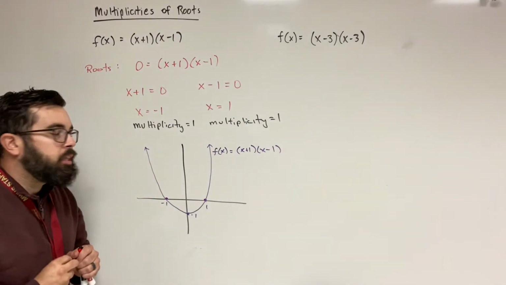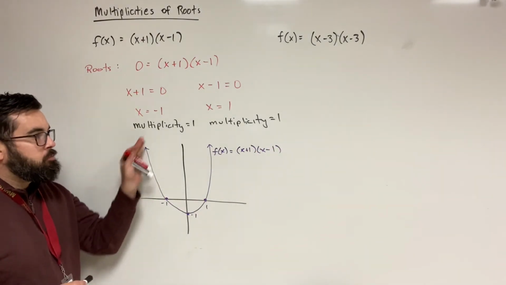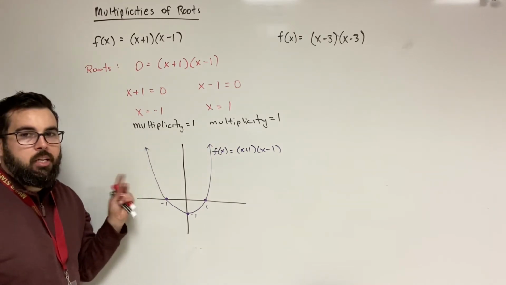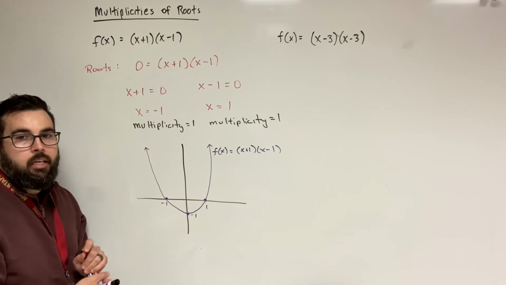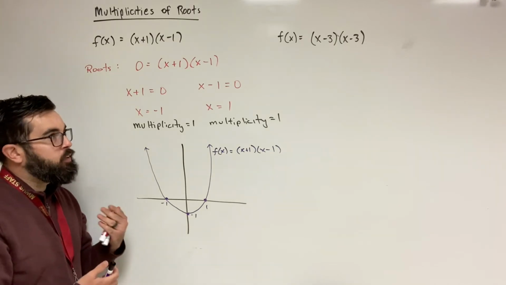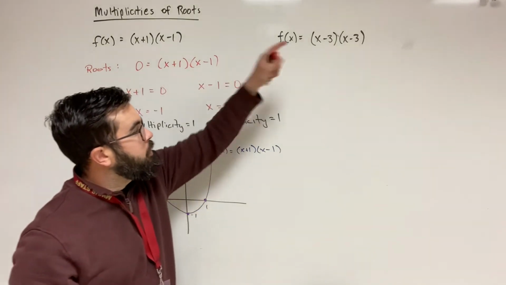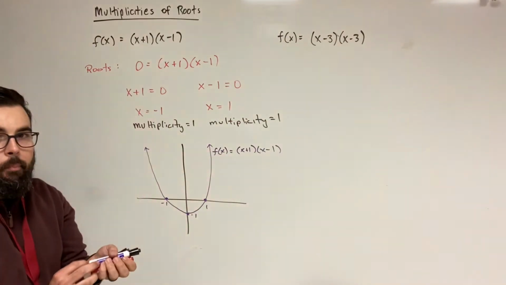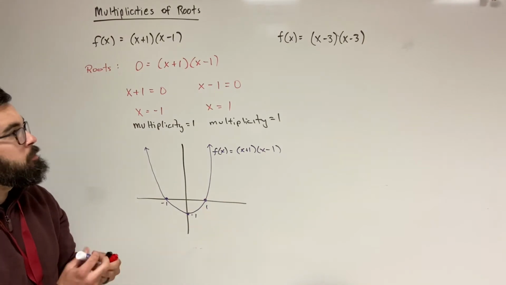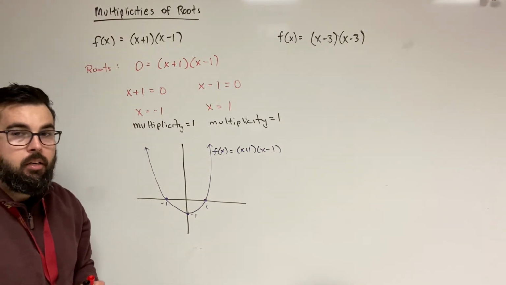All right, without anything to contrast this graph to, you'd think, well, I don't need multiplicity to draw this graph. I could draw that graph way back at the beginning of the second 9 weeks. Okay, that's fine, but let's contrast that with this example here. So in this example, our function is x minus 3 times x minus 3.